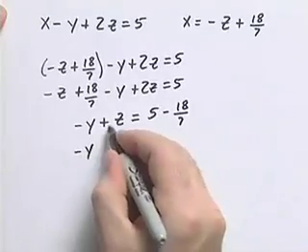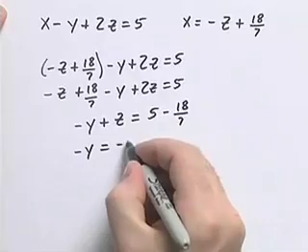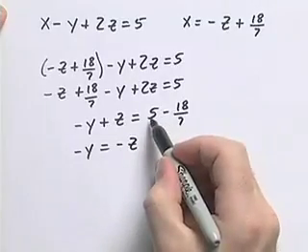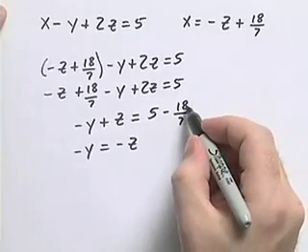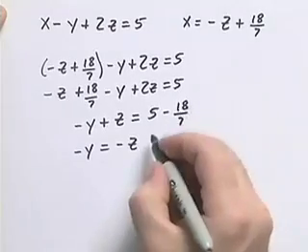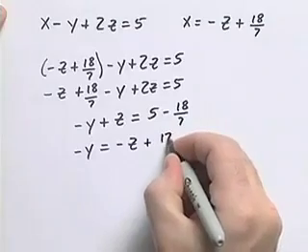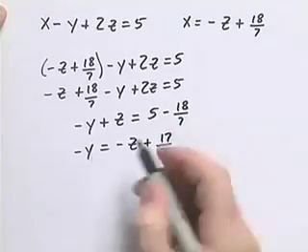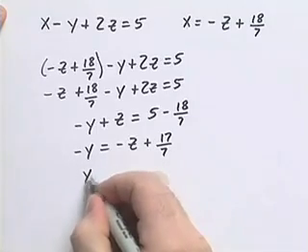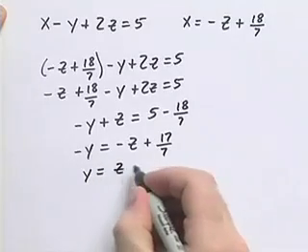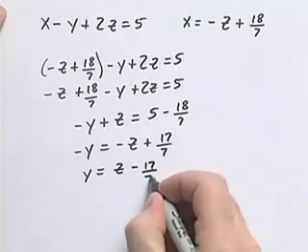We'll have negative y. We want to bring the z to the other side, so we'll have negative z. And 5 is really 35 over 7, so 35 minus 18 is 17. So we'll have plus 17 over 7. And we need to get rid of this negative, so we'll multiply both sides by negative 1. So y is equal to z minus 17 over 7.